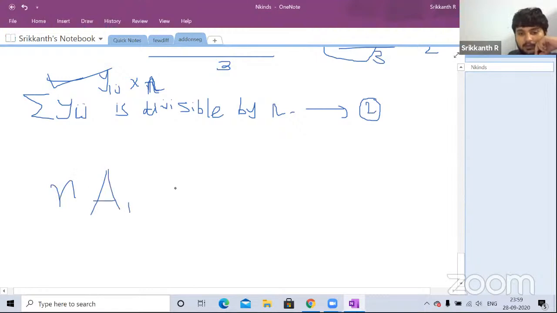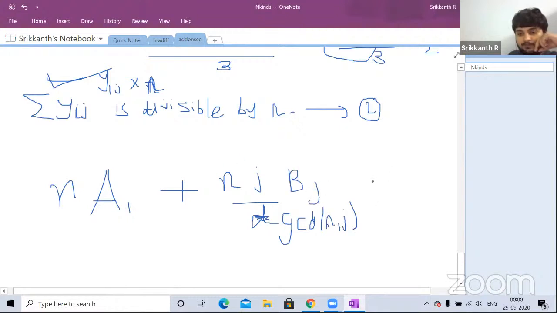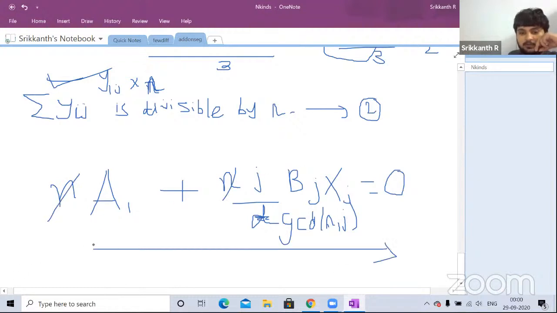N into a1 plus n into j by d. So d here is actually different for each j, right? So dj, GCD of n comma j, times bj times some xj equals 0. So if we divide by both sides, we get that this will have a solution only if, sum over all j, only if A1 is divisible by the GCD of all these guys.